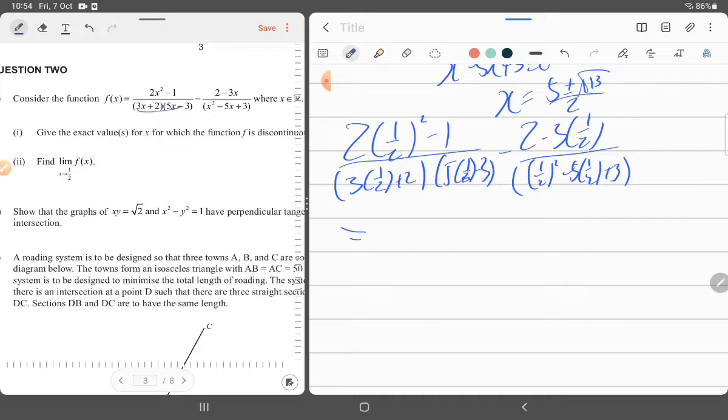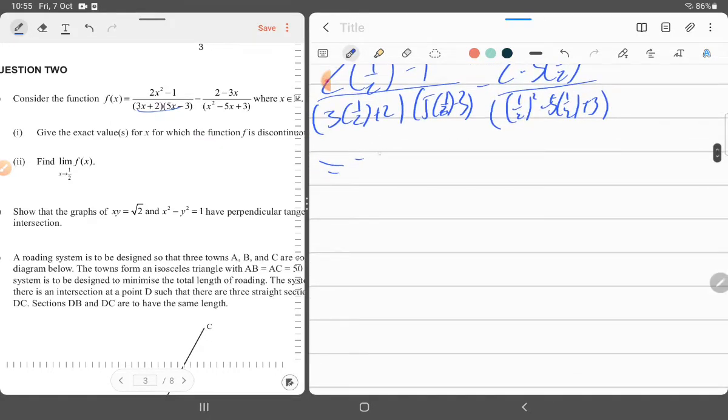We plug this into my calculator. Hopefully I don't make a mess up. So 2 brackets 0.5 squared, take away 1 over 1.5 plus 2, 2.5 take away 3, take away 2, take away 1.5 over 0.5 squared, take away 2.5 plus 3, which is equal to negative 8 over 21.